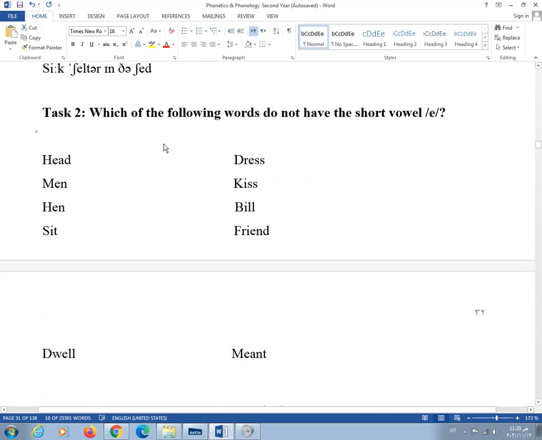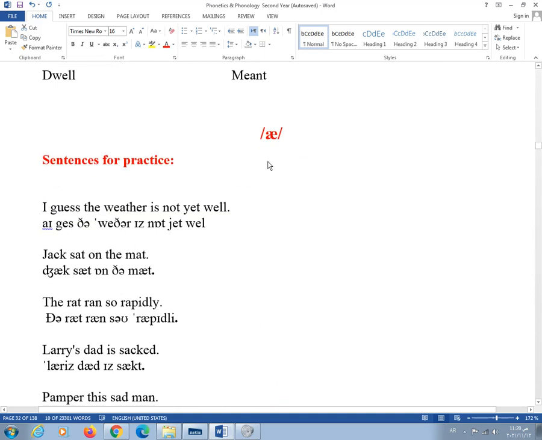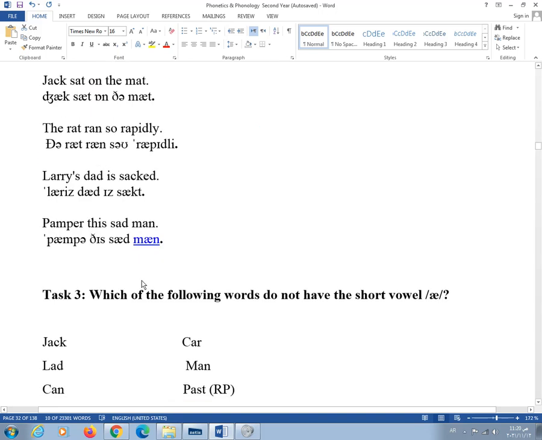The third one is /æ/. By the way, "I guess the weather is not yet well" is an example that belongs to the previous one. Okay. Let's look at examples of this vowel, /æ/. Jack sat on the mat. The rat ran so rapidly. Larry's dad is sacked. Look at the T of sacked: because /k/ is a voiceless consonant, the -ed is pronounced as /t/. Pamper the sad man.